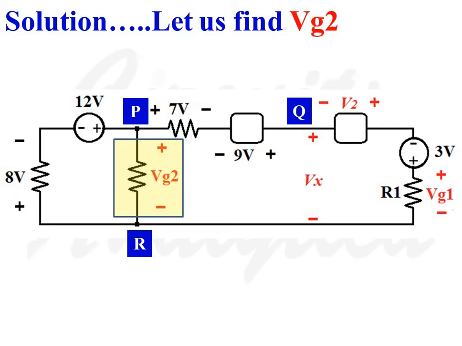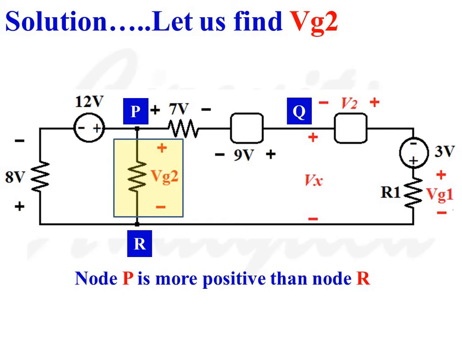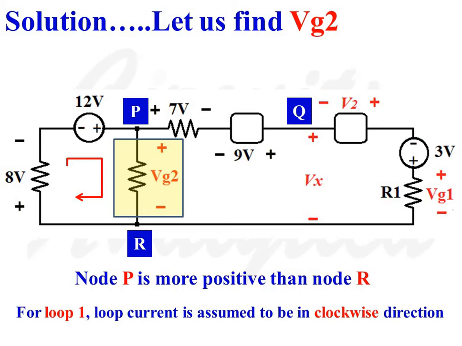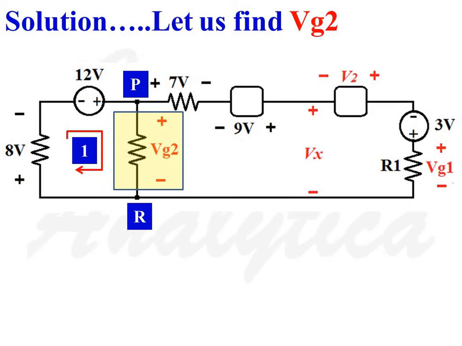Let us mark three nodes, node P, node Q and reference node R. To find the unknown term Vg2, we have to apply KVL for the first loop, which consists of the 12 volt source, a resistance with a voltage drop Vg2 and a resistance with a voltage drop 8 volt. The loop current is assumed to be in the clockwise direction. So let us apply KVL to the loop.